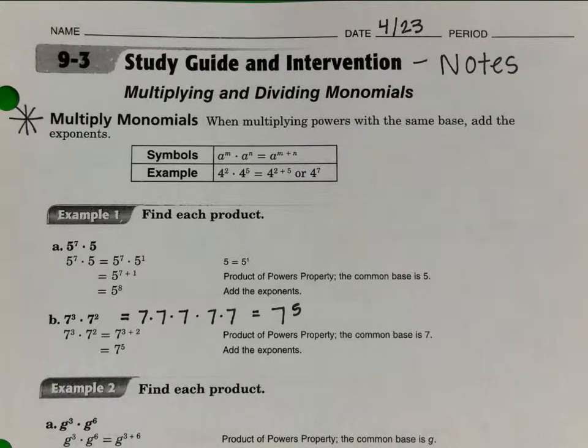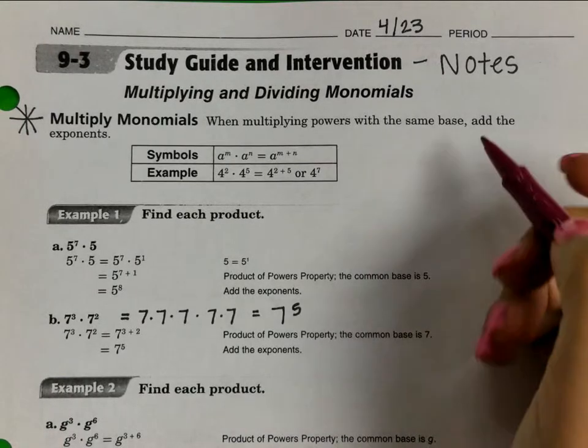Alright, so we're multiplying and dividing monomials. So this whole front page, we are learning how to multiply first. When we are multiplying monomials, or powers with the same base, this means that we will have exponents. So when we're doing that, we are going to add the exponents, okay?